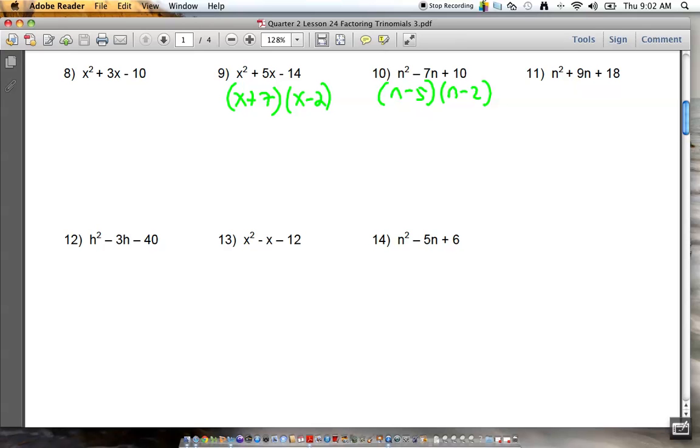For those struggling to find it, let's just take a look up here at number 11. This is an example of where things can get a little bit tricky. What two numbers multiply out to positive 18 and add up to positive 9? 6 and 3. Very good. So my answer would be n plus 6 times n plus 3.